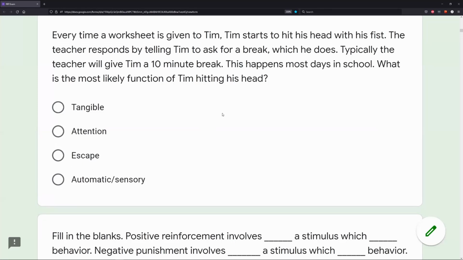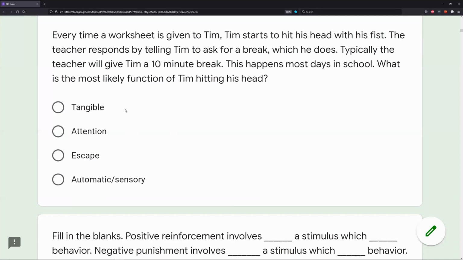So for function questions, you have to begin by knowing the 4 functions. The first thing you should learn are functions and reinforcement and punishment. Okay, that's the most important thing for you to know as an RBT. So what are our 4 functions? Tangible, attention, escape avoidance, and automatic sensory.